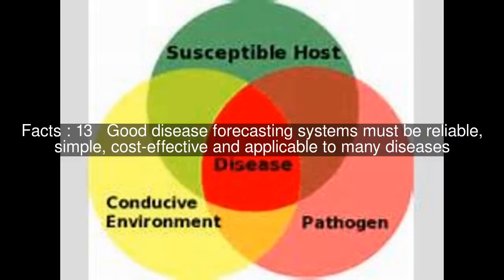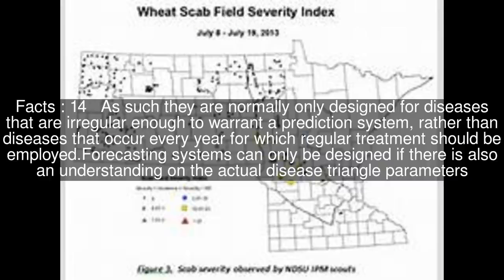Good disease forecasting systems must be reliable, simple, cost-effective, and applicable to many diseases. As such, they are normally only designed for diseases that are irregular enough to warrant a prediction system, rather than diseases that occur every year for which regular treatment should be employed. Forecasting systems can only be designed if there is also an understanding of the actual disease triangle parameters.